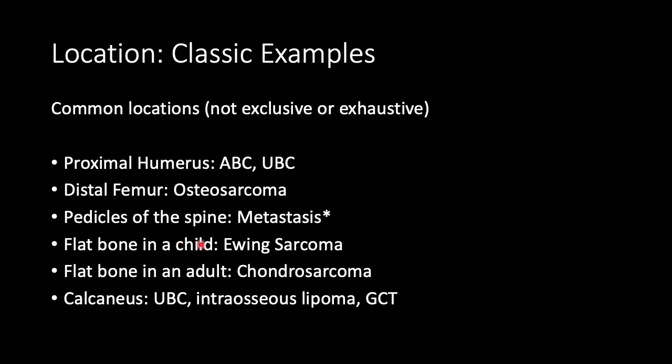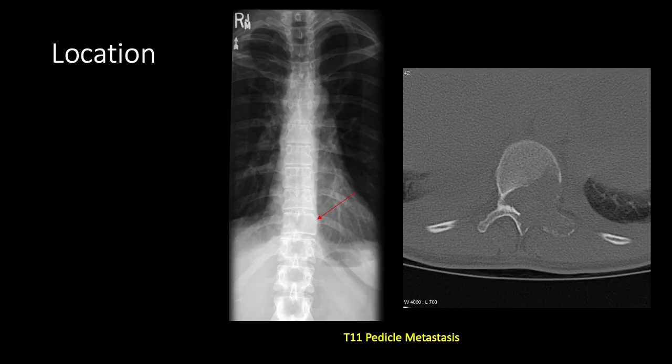In a flat bone in a child, you want to think about Ewing sarcoma. Flat bone in an adult, you want to think about chondrosarcoma. And in the calcaneus, you have these classic lesions: a unicameral bone cyst, which is also called a solitary bone cyst, an intraosseous lipoma, or a GCT, giant cell tumor.